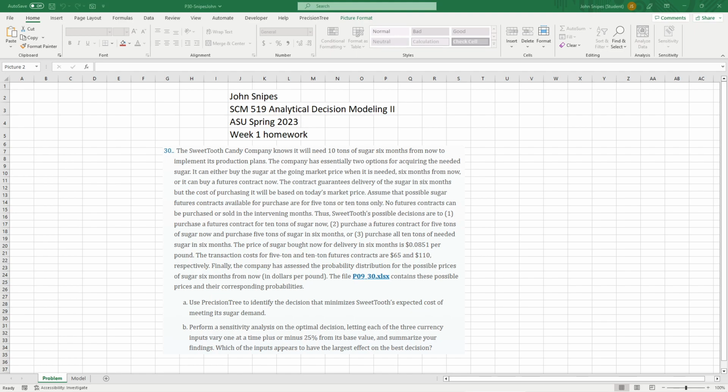This was an interesting problem to tackle because I worked at a brewery, and a lot of our ingredients were sourced through futures contracts, and that was part of the decision making that was done there.